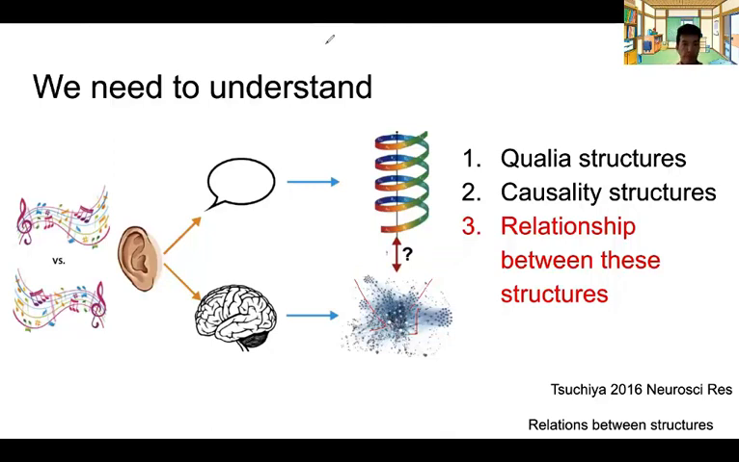So in the last part, I'll talk about the arrows between the Qualia structures, such as sound or face or motion or color, and this proposed integrated information structure or causality structures. How do we manipulate or examine this relationship?